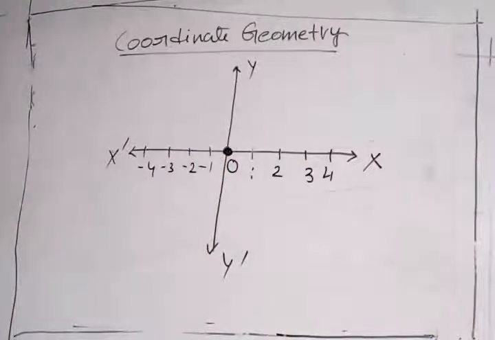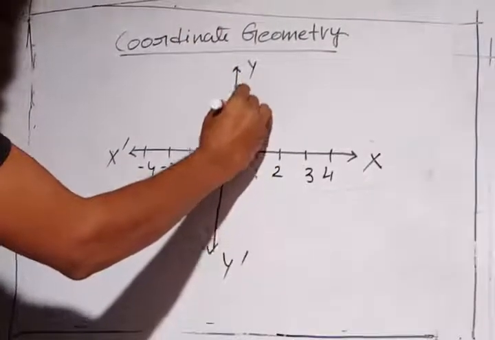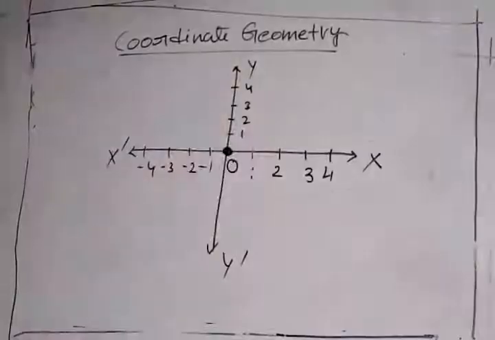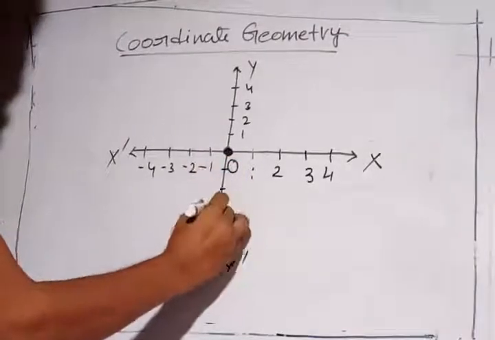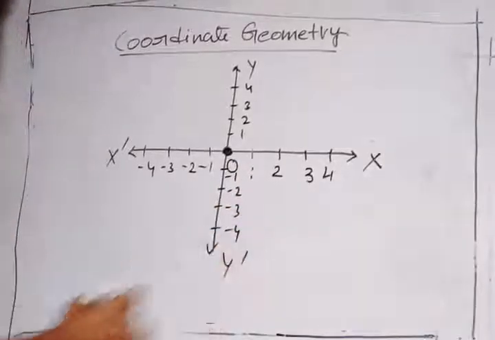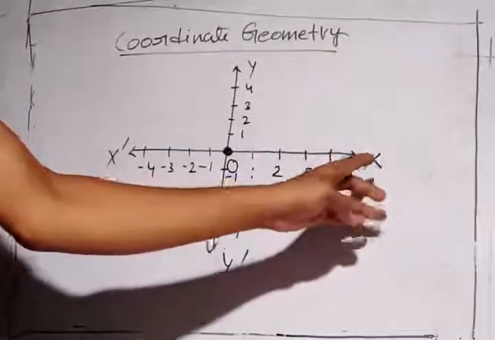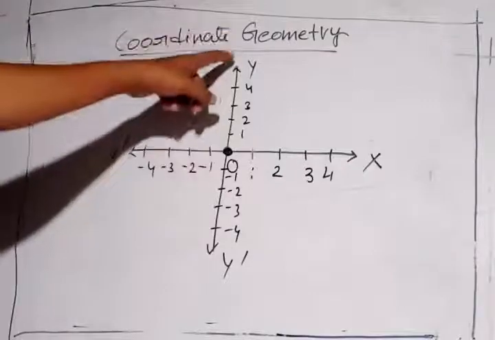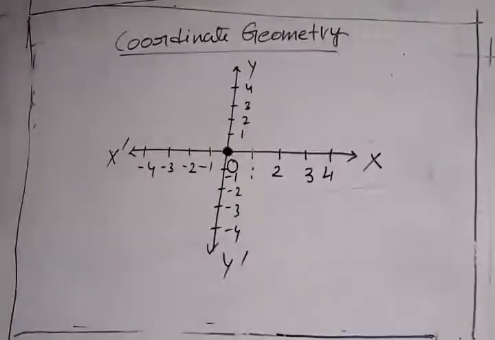Now same for the y also. This side the value of y will become positive, upper side 1, 2, 3, 4, and downside the value of y will be negative. It is -1, -2, -3, -4, this way. From the origin, right side of x, these are positive x, these are negative. Upper side the value of y will be positive, downside value of y will be negative.